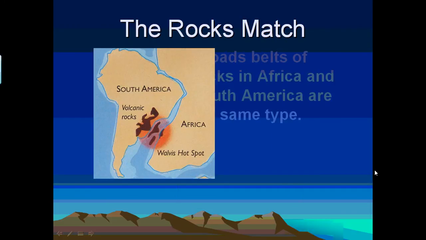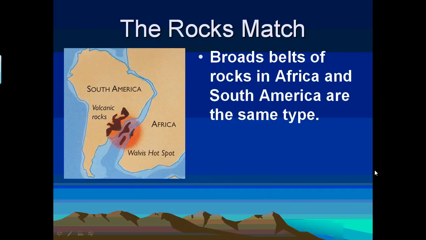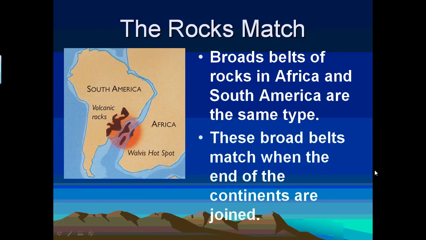The rocks match. So broad belts of rocks in Africa and South America are the same type, as you can see in the picture. And these broad belts match when the two ends of the continents are joined. So this is another piece of evidence showing us that the continents were once together.